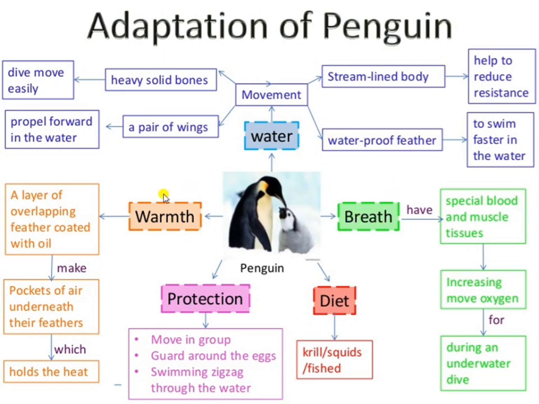Penguins are good swimmers because they have a streamlined body to reduce the resistance and waterproof feathers. That's why they swim faster in the water. When the ice melts, large water ponds get formed, and being good swimmers, they are able to catch their food, mainly fishes, from the water. That's why they have the waterproof feathers.